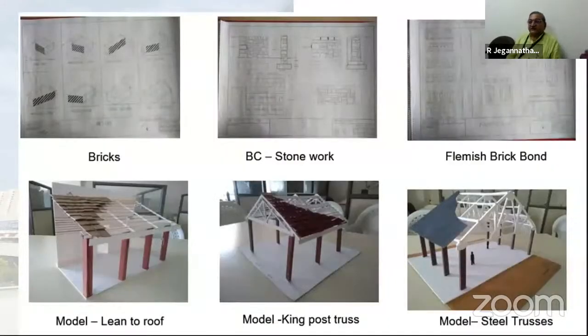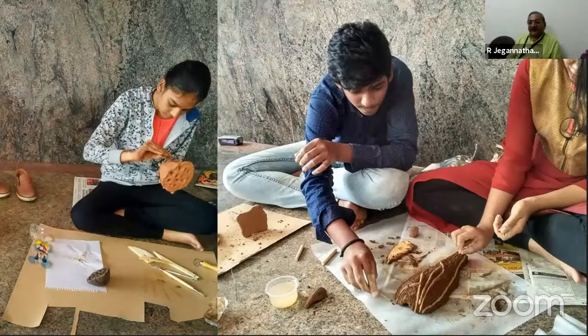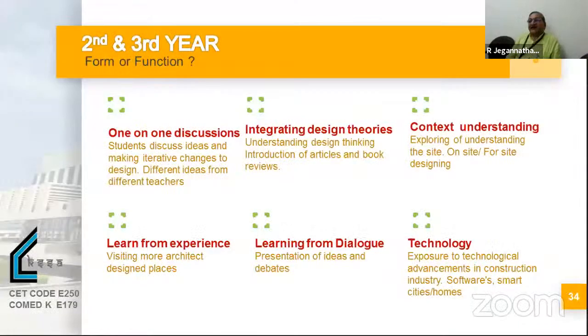These are some of the sheets which we've done. We see how the students are encouraged to sit and work hands-on so that they are able to understand and appreciate the exercise that they worked on. The second and third year are more on one-to-one discussions. The students discuss ideas and make iterative changes to the design, with different ideas from different teachers. Integrating design theories, understanding design thinking, and introduction of articles and book reviews are encouraged.